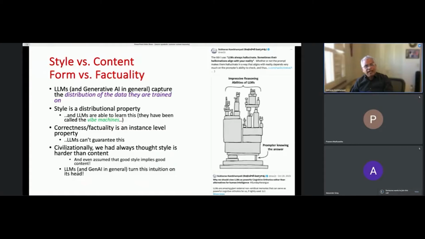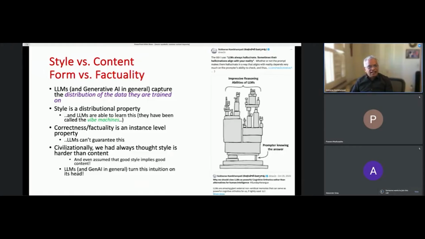But before we go there, I want to make it clear to all of us that the thing that's tricky about LLMs is they conflate style versus content and form versus factuality. LLMs and generative AI in general capture the distribution of the data they're trained on. Style is a distributional property, so LLMs can learn this very easily. Correctness and factuality is an instance-level property. So no learner that mostly learns distributional information is guaranteed to learn individual correctness and factuality.